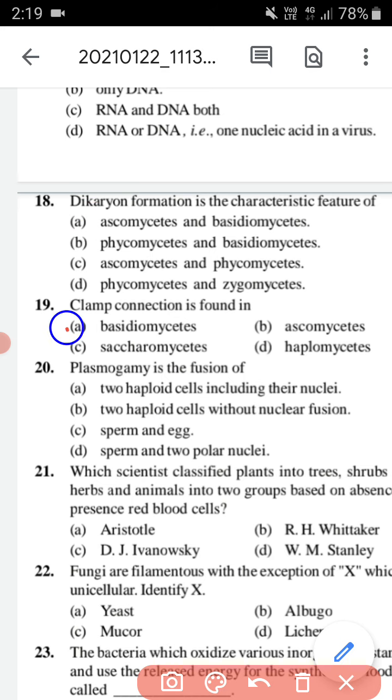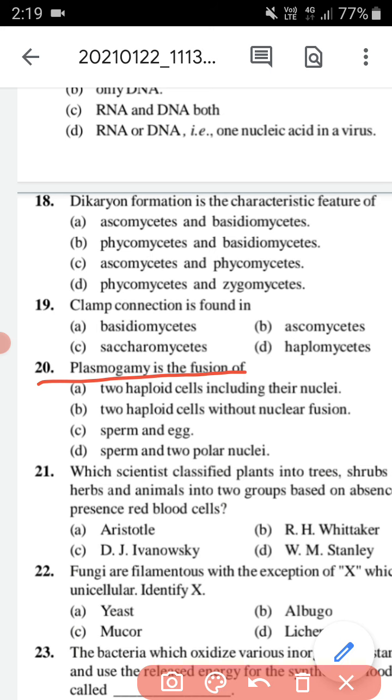Now we move to question number 19. Question number 19 is, clamp connection is found in option A Basidiomycetes, option B Ascomycetes, the third one is Saccharomycetes, and option D is Haplomycetes. So clamp connection is mainly found in Basidiomycetes. Option A is correct.